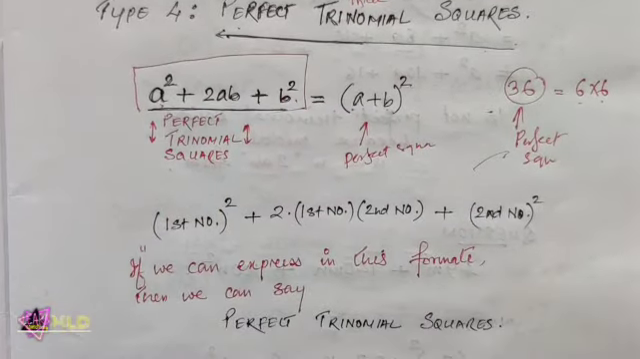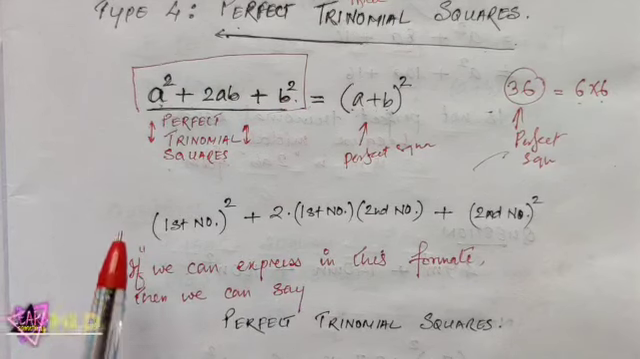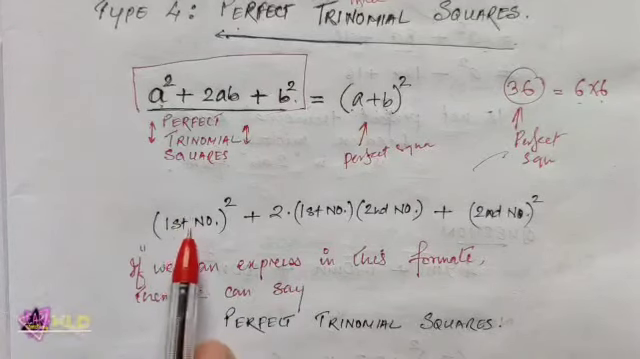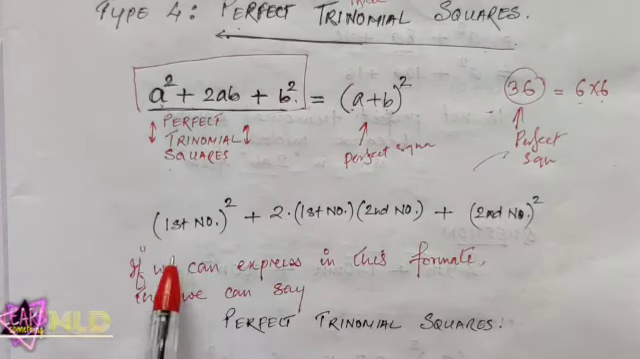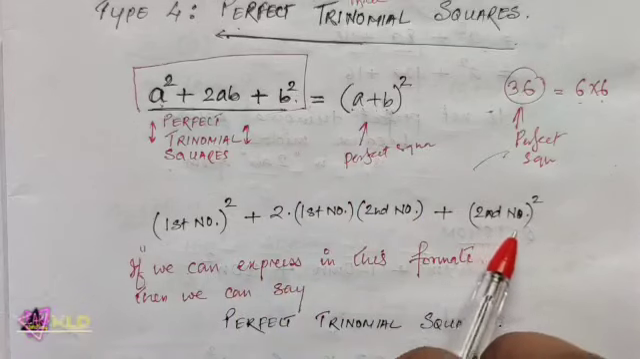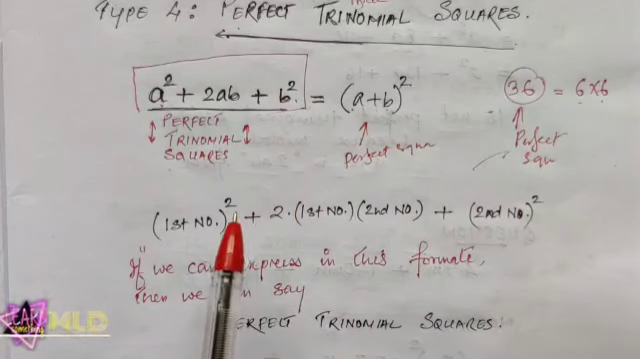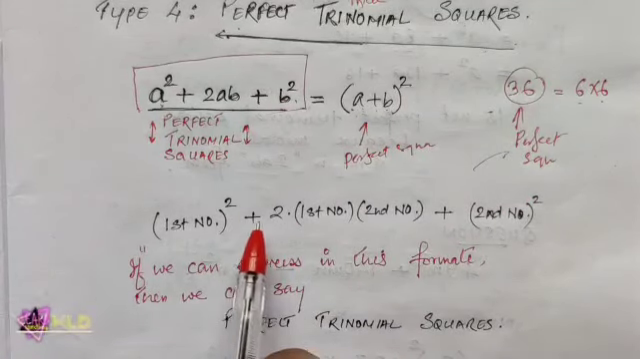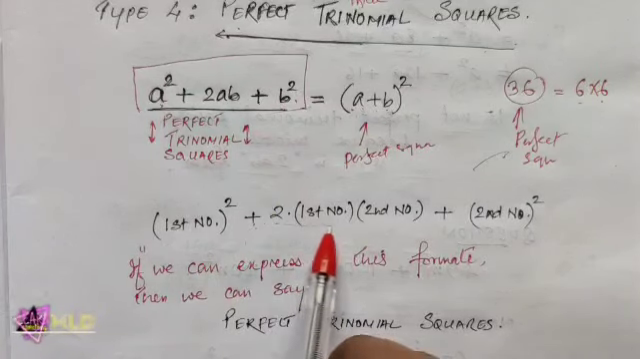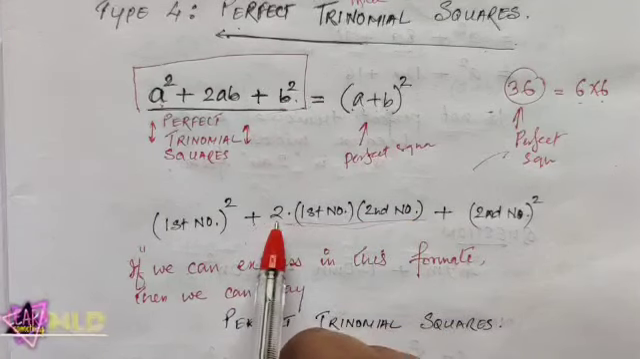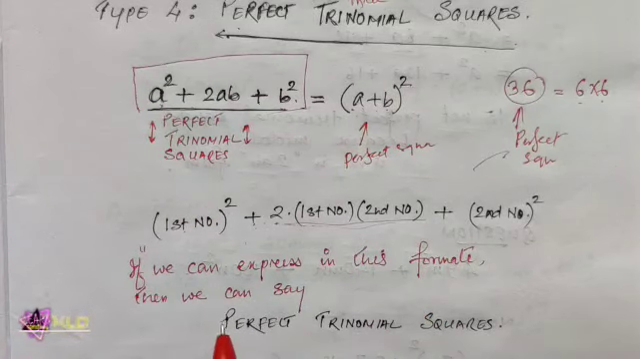Now in short, we will try to remember a perfect trinomial square in this way. I have marked a as the first number and b as the second number. First number's square, plus second number's square, plus, it can be plus or minus, so let's say I have taken plus, this middle term you get by multiplying 2 with the first number and the second number. Then that expression will be called a perfect trinomial square.